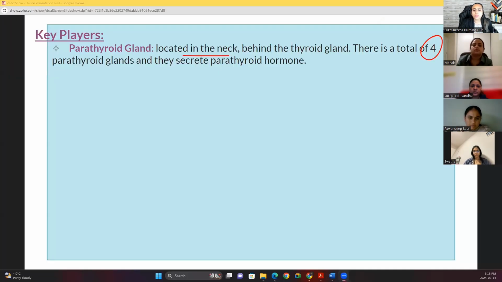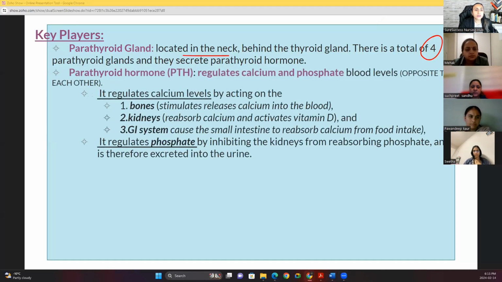All right, so what is happening? That parathyroid hormone regulates the calcium and the phosphate, and how? By bones, kidneys, and GI system. All right, and also it regulates the phosphate. Remember, it is opposite of calcium. It will tell the kidney to release the phosphate and to save the calcium.